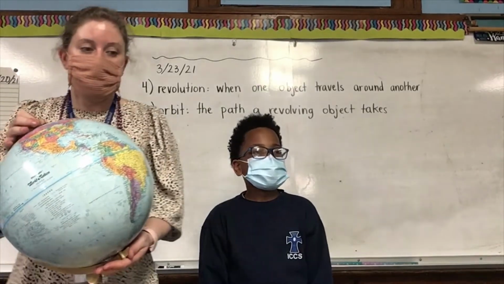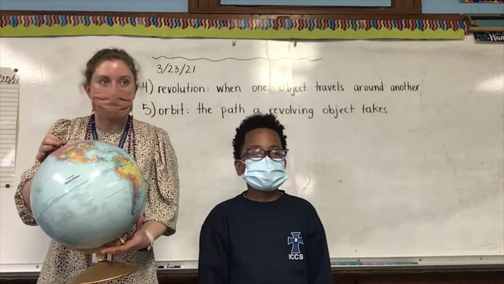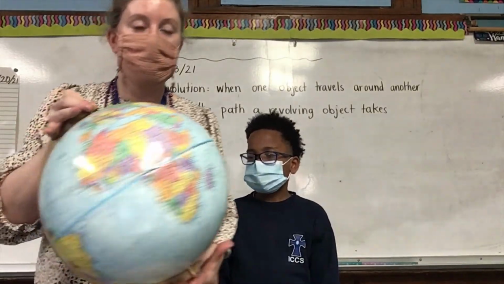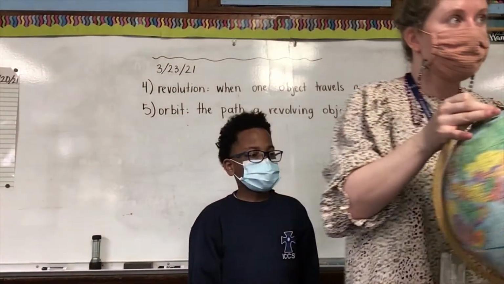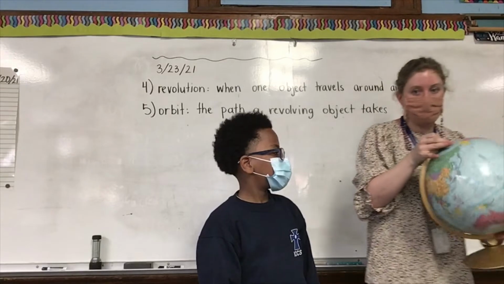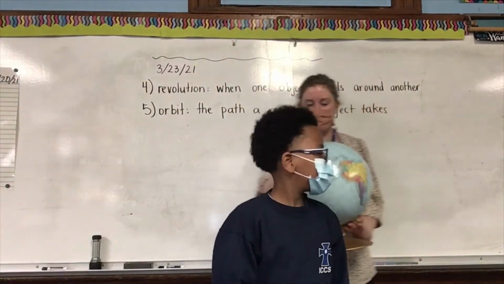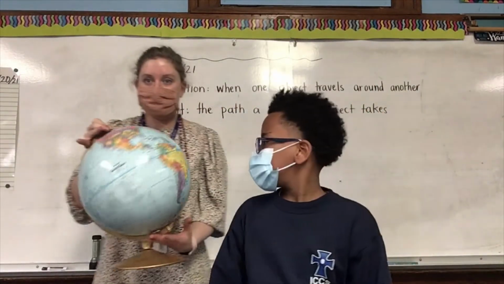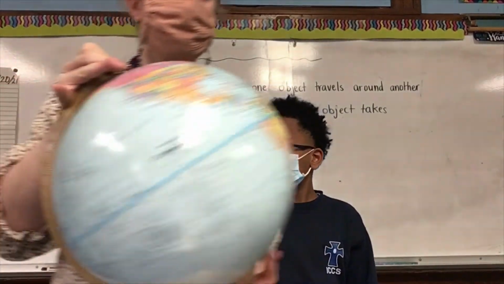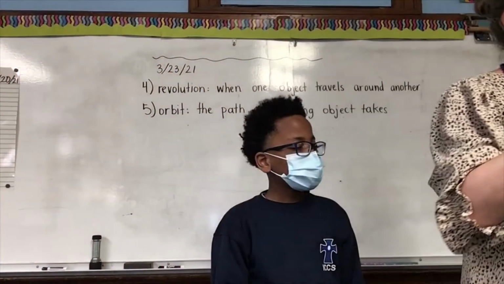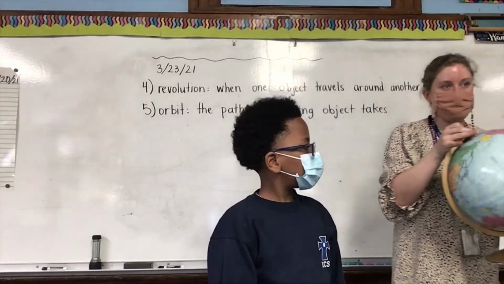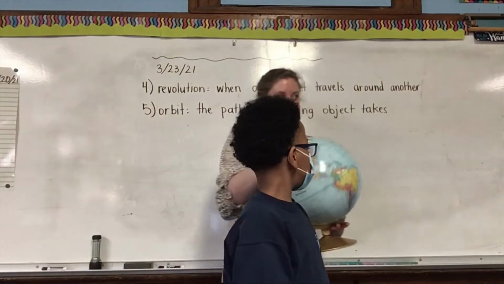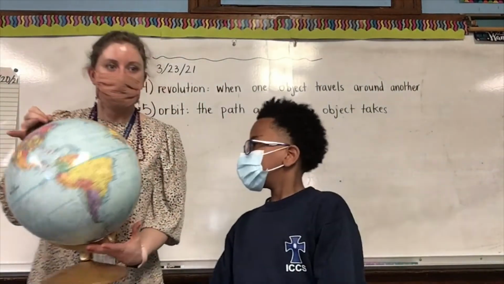Do you see how the earth is spinning while this is happening, but the axis is not moving? Do you see this? The axis is not moving. It is tilted the same way. The earth is spinning. I think I'm spinning it in the wrong direction, but oh well. But it is also revolving.